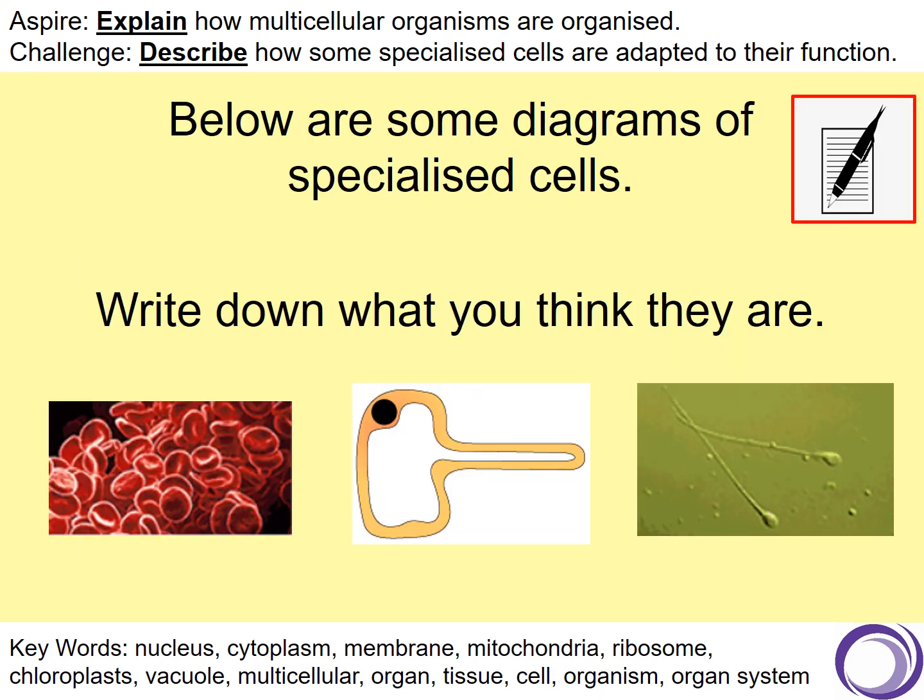Below are some diagrams of specialised cells. These may be familiar to you from prior learning. What I would like you to do is get your pen and paper, and I would like you to write down what you think they are. I'm going to give you a little hint. 2 of them you will find in an animal, and 1 of them you will find in a plant. I'm going to give you 30 seconds starting from now.